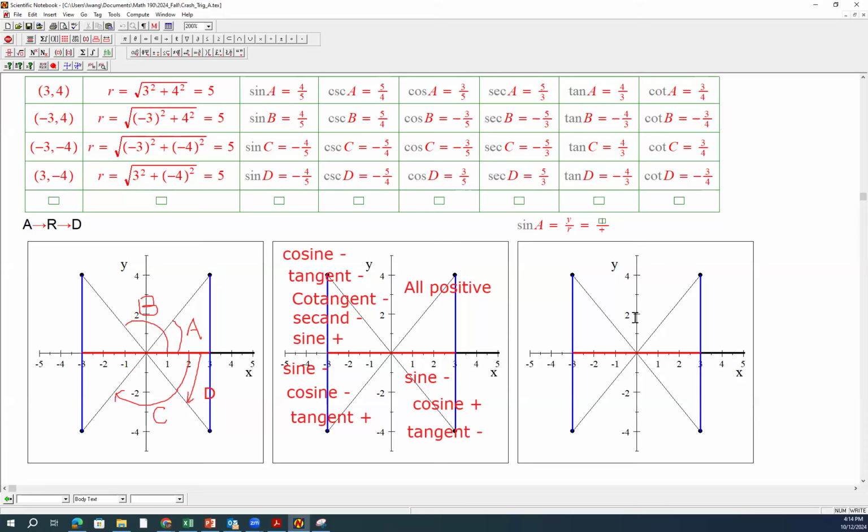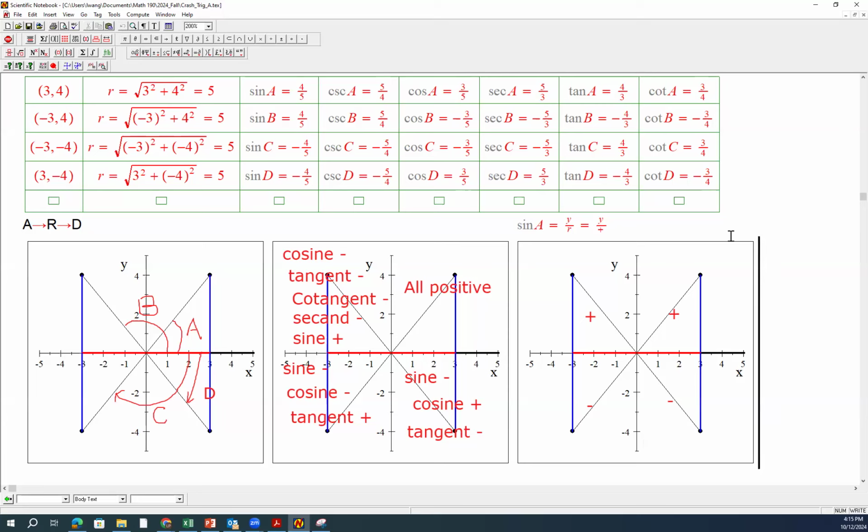Therefore, for sine, the first quadrant is going to be positive. Second quadrant is positive. Third quadrant is going to be negative because y is negative. And the fourth quadrant is negative. So that's for sine. So now you have figured out, now you can figure out the rest. So let's do this together.